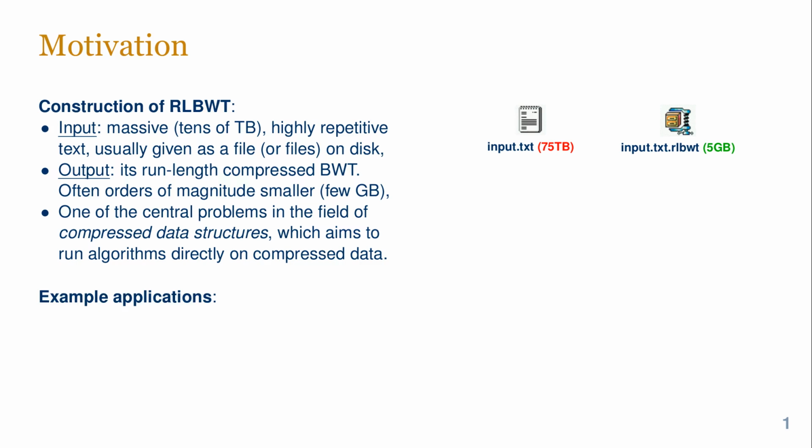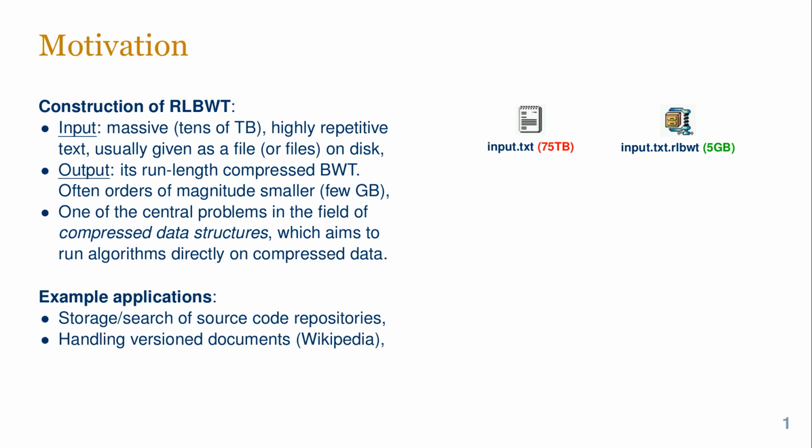Compressed indexing finds applications in many domains. This includes, for example, storage and searching of source code repositories like Git, which contain many versions of the same file, handling versioned documents such as Wikipedia, or performing the analysis of massive pangenomic DNA databases.